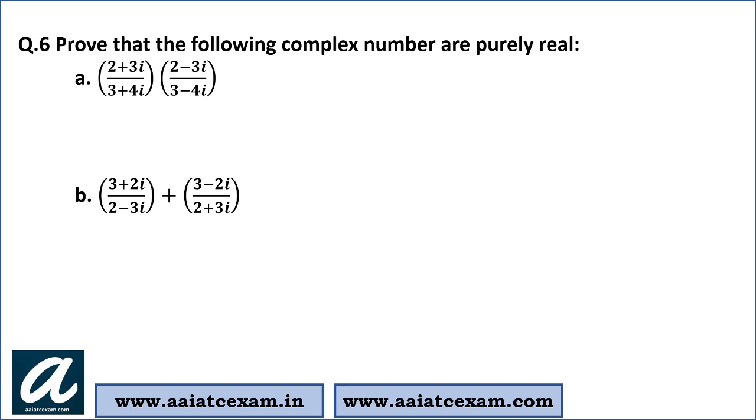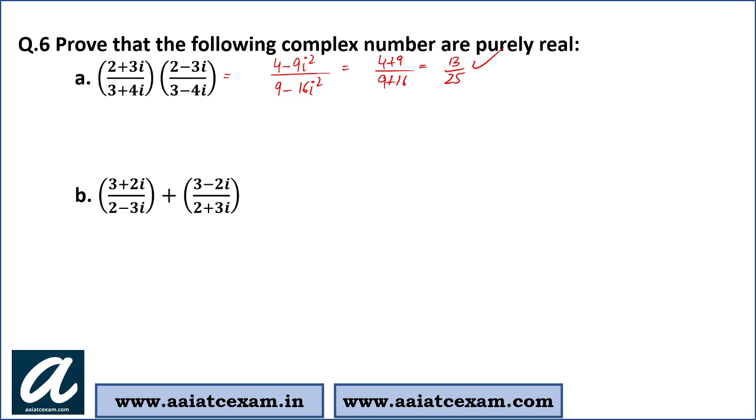Next question: prove that all these complex numbers are purely real. That is, after solving this question you will get a real number. So in the denominator just apply the formula a plus iota b into a minus iota b, which is a square minus b square, by 9 minus 16 iota square. So this is 4 plus 9, and in the denominator you will get 9 plus 16. So this is 13 by 25. That's your answer, which is a simple real number. That's why it is purely real. No iota part is there.